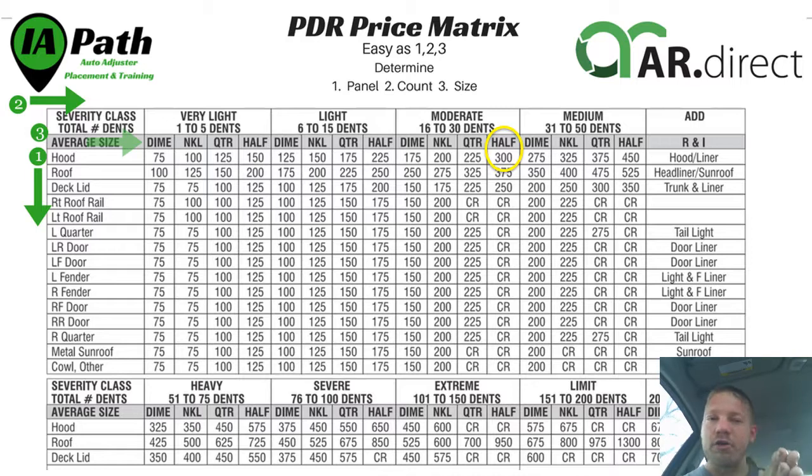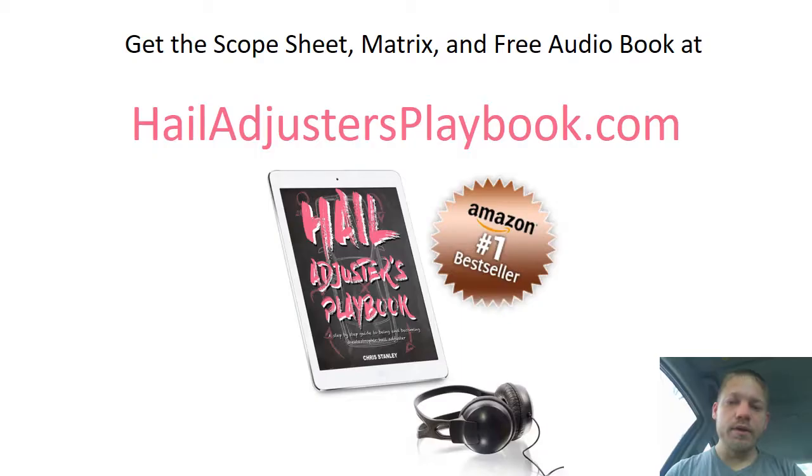But get this down. Number one, determine the panel. Number two, determine the count. Number three, you determine the majority size. Let's go with that wording. Majority size on the panel. Okay? You're probably thinking, great. You have a matrix, you have a scope sheet, doesn't help me any, Chris.